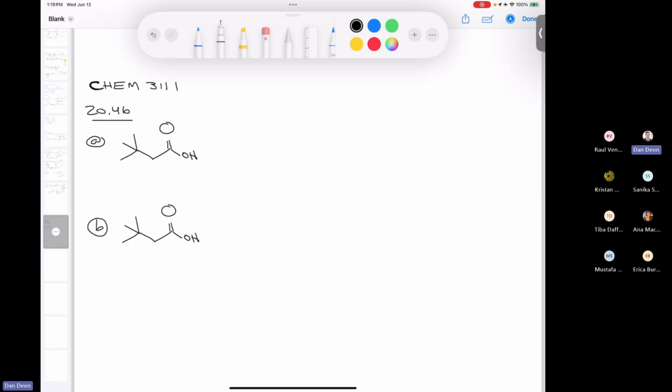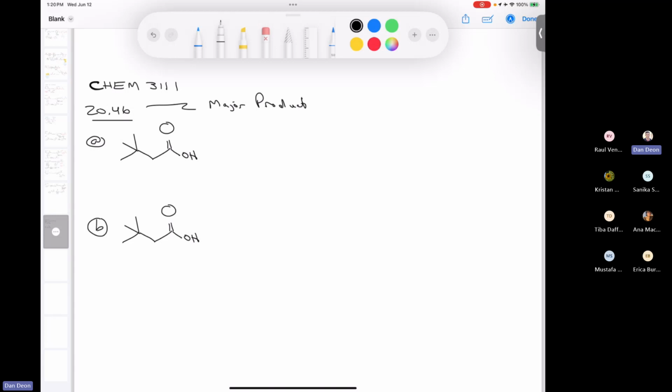We said we were going to start today by looking at question 20.46. And 20.46 is just give us the major product. So all we're looking for is the major product. So this is kind of just, do you know the reactions from the chapter?